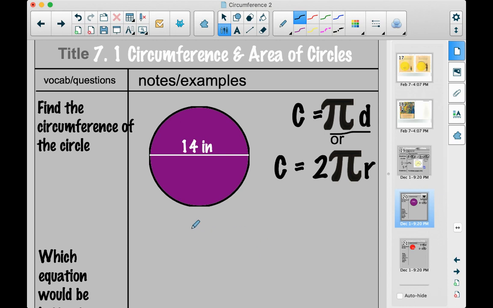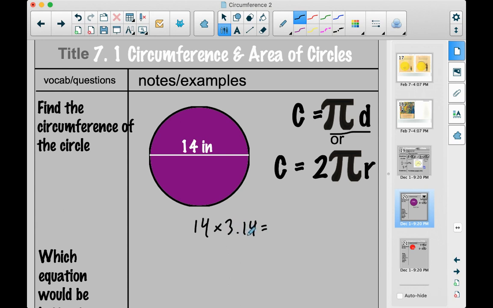Now, when we're doing this, some of you may have a pi button on your calculator. If not, that's okay. Instead of using that pi button, just to keep our numbers consistent and keep us practicing what pi is about equal to, we're going to use 3.14.